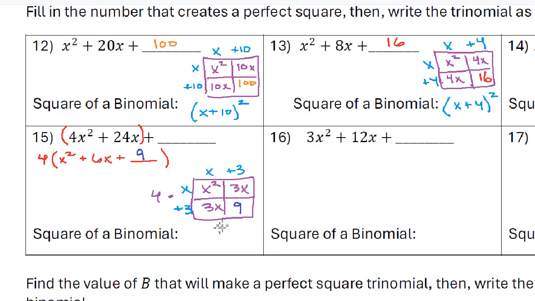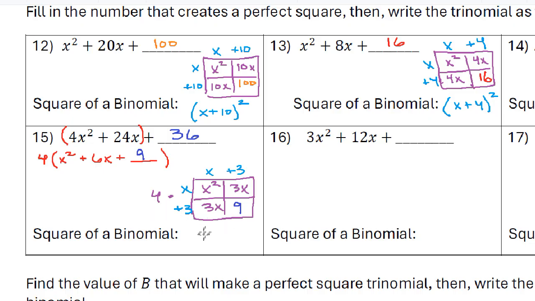Okay, got it. So class, we had to add 9 to get our perfect square, x squared plus 6x plus 9. But look, class, everything in these parentheses is being multiplied by 4. So this is 4 times x squared is 4x squared. 4 times 6x is 24x. And 4 times 9 is 36. That means we're going to add 36 to this equation to get it to be a perfect square.